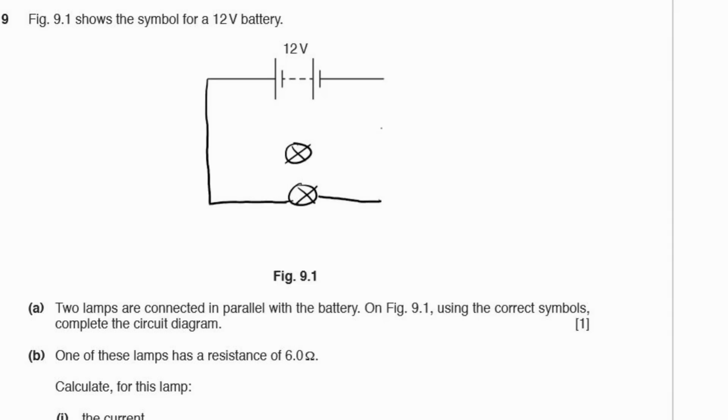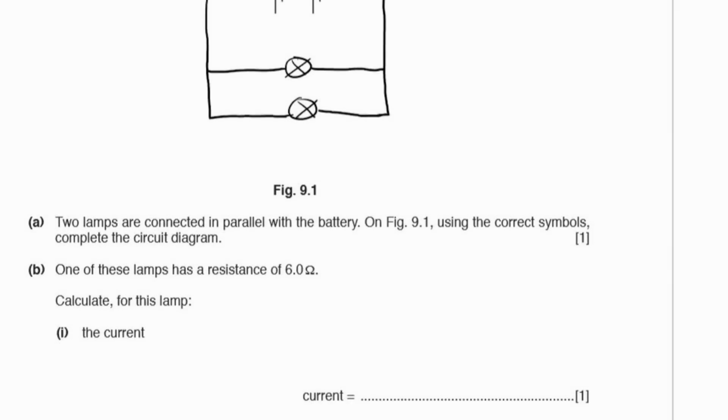Always make sure these little lines are touching. You run the risk of losing marks if you don't. There we go. 2 lamps in parallel. One of these lamps has a resistance of 6 ohms. Calculate for this lamp the current.